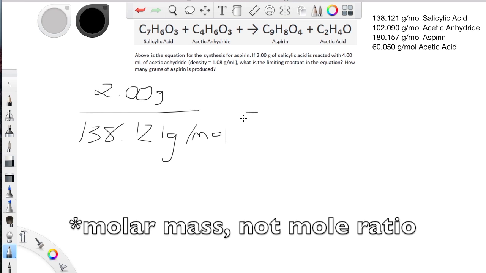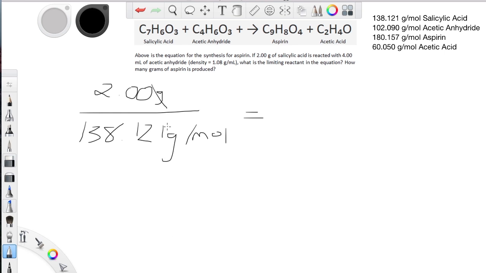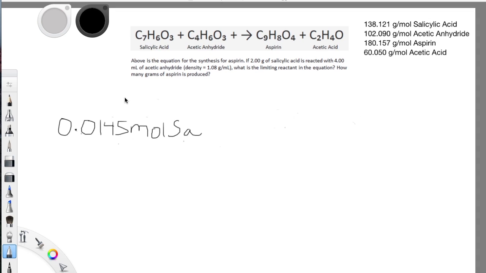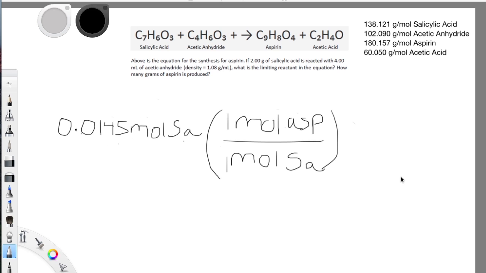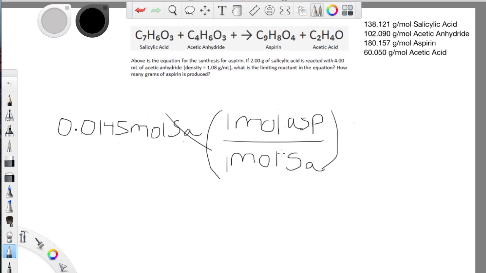So when we divide these, our grams cancel, we end up with moles. Once we calculate that, we are going to use the mole conversion factor to find how much aspirin we're going to produce. We want to make sure that salicylic acid is in the denominator of the conversion factor so we can cancel them out. So when we have 1 mole of salicylic acid, we produce 1 mole of aspirin. This is a pretty easy equation because all the ratios are just 1 to 1. We cancel out salicylic acid and we end up having 0.0145 moles of aspirin.